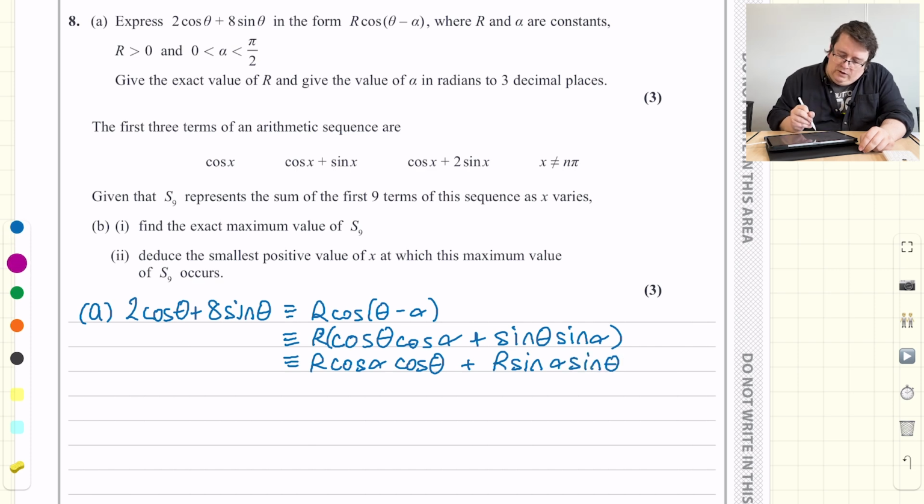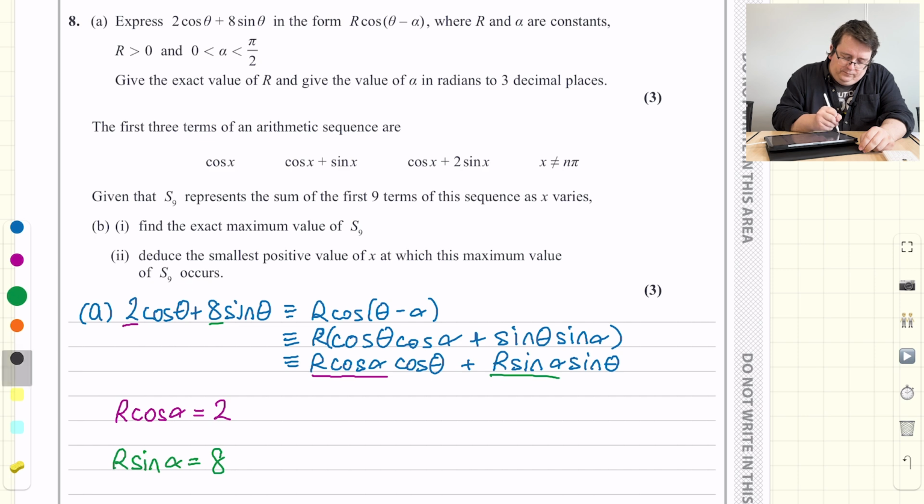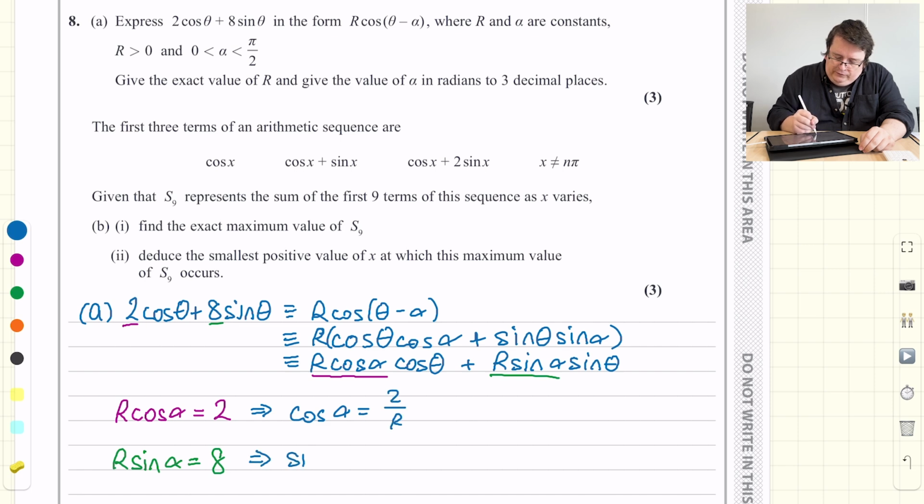So whatever's in front of the cosine theta here must be whatever's in front of the cosine theta here, so that's r cosine alpha must be 2, and whatever's in front of the sine theta here must be whatever's in front of the sine theta here, so r sine alpha must be 8. So cosine alpha is 2 over r, sine alpha is 8 over r.